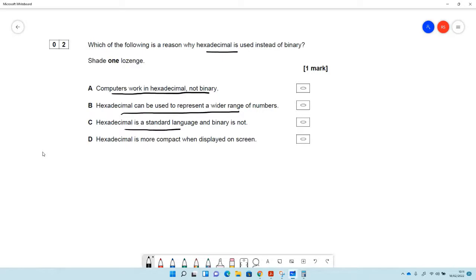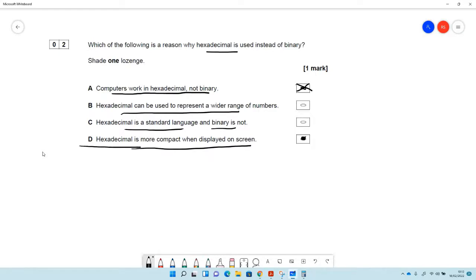Hex is a standard language and binary is not. No idea what that means, it's just made up. Hexadecimal is more compact when displayed on screen. It is a more compact representation. So that's the only one that makes any kind of sense to us. So we're going to shade that one in, trying to carefully shade the middle bit like that. Incidentally, on these questions, if you got one of them wrong, make sure you cross it right through like that. It needs to be very well crossed through so the computer that is marking it can tell.